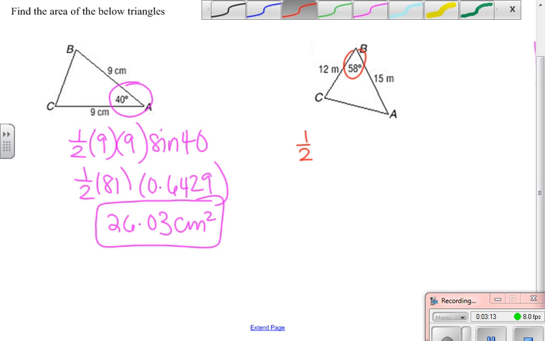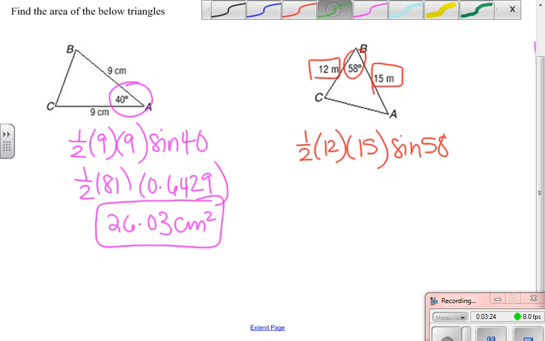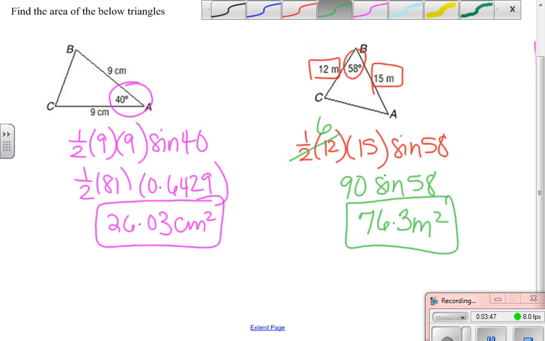I'm going to take 1/2 of 12 times 15. Those are those sides that include the angle times the sine of 58. Here, I'm going to go ahead and clean this up. 1/2 of 12 is 6. 6 times 15, I'm going to have 90 sine 58 to put into my calculator. The fewer things I have to put into my calculator, the more likely I am to get it right. And when I do that, I end up with 76.3 meters squared for my area. Remember, the label on area is always squared.